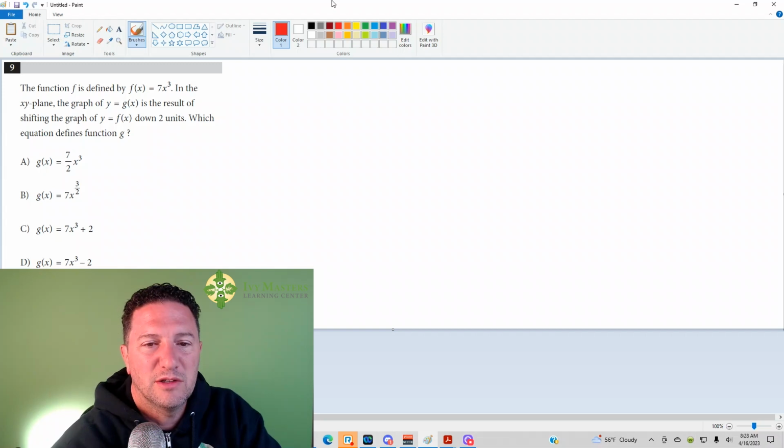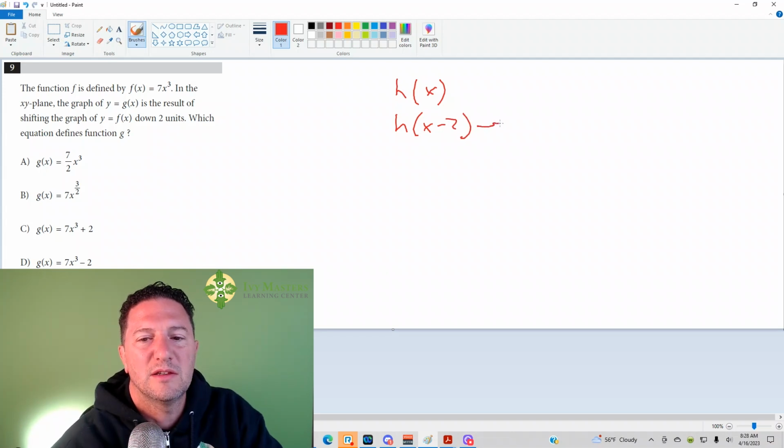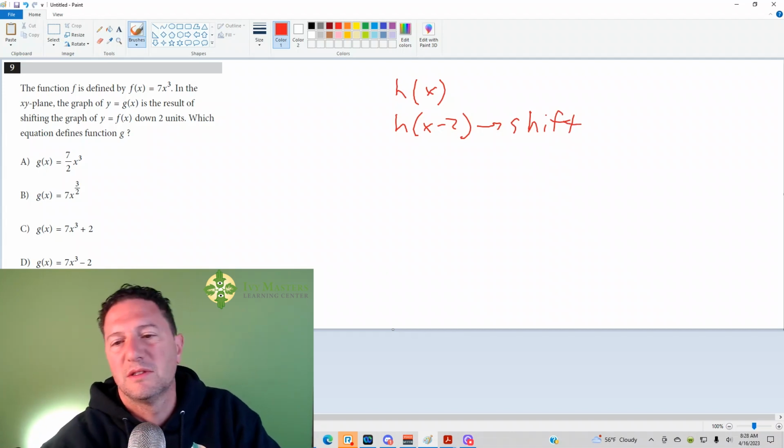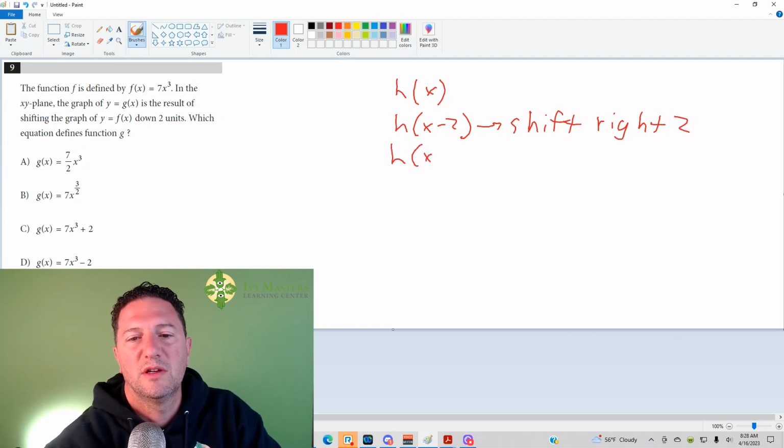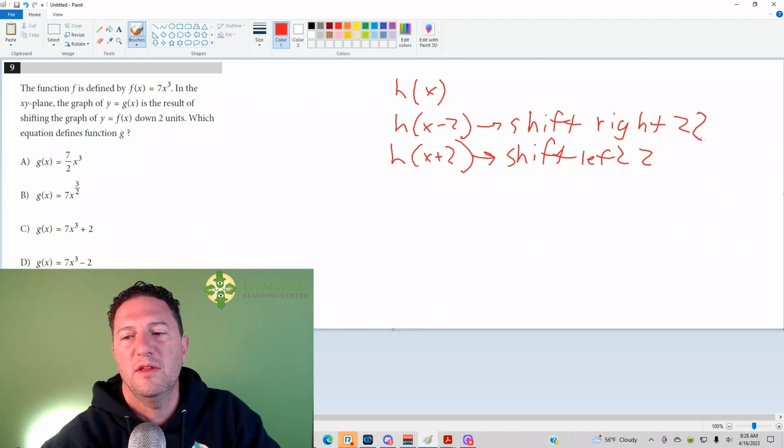So I'll explain a little something for you here. I'll use h of x so we don't confuse this. If we've got h of x and then we've got h of x minus 2, this is going to shift to the right 2 units. If you had h of x plus 2, that's going to shift left 2 units. Now this you might not expect.